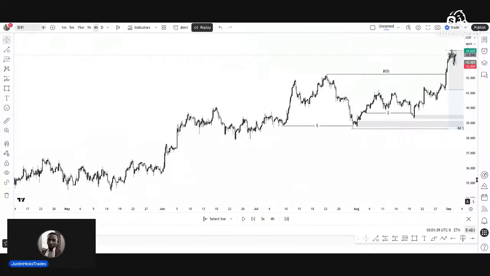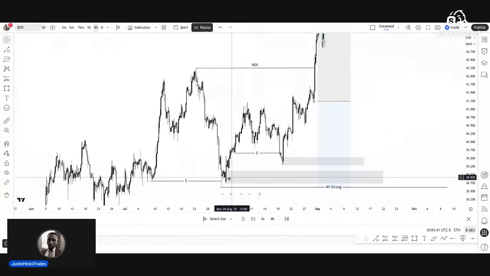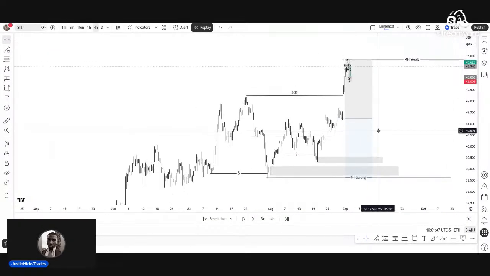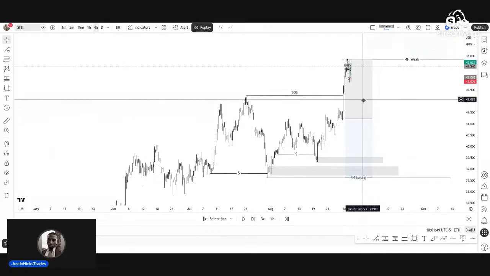4 hour time frame was bullish. Cool. I marked my demands on a sub liquidity, another demand on a sub liquidity. I marked my premium and discount tool, showing me that price I should be looking for selling opportunities.